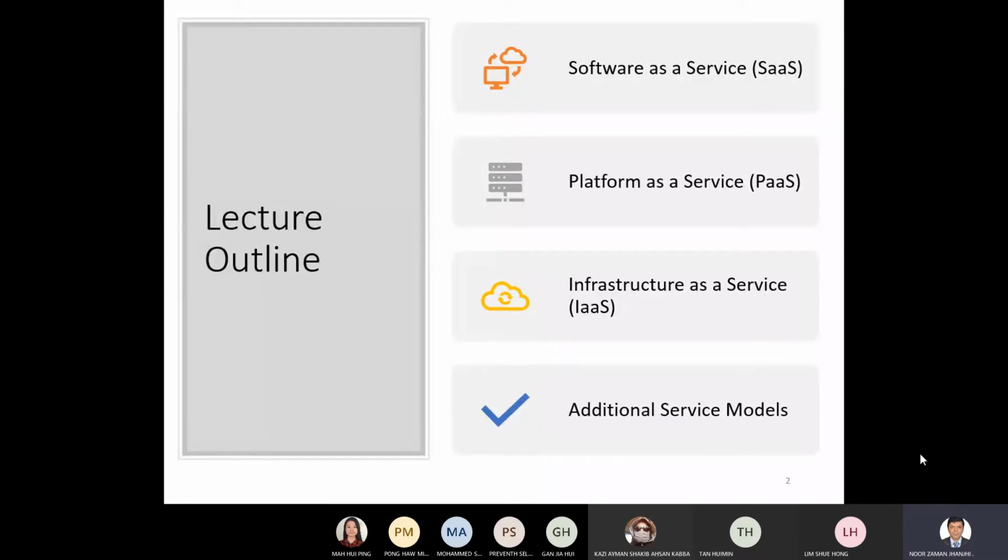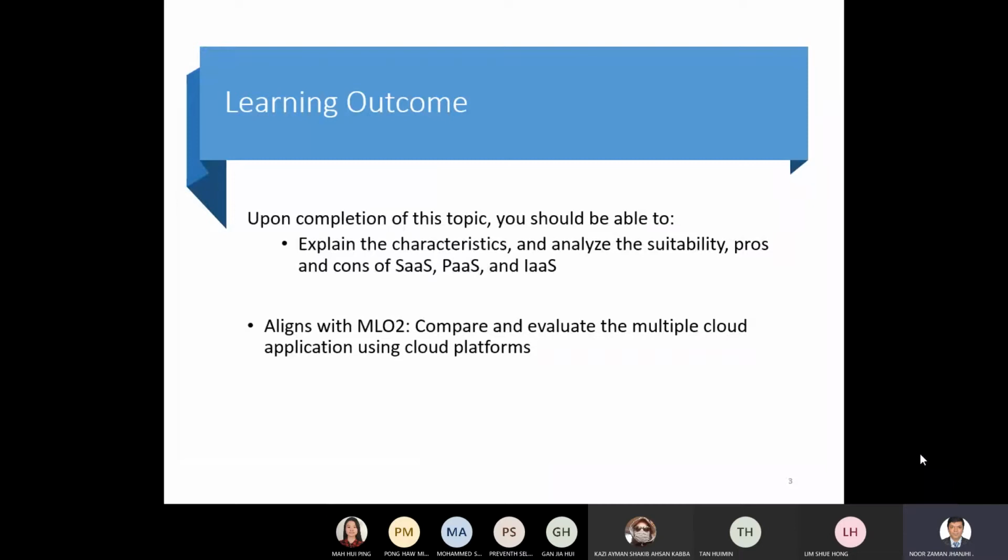So we'll discuss them, and also we'll be discussing the additional service models today. Learning outcomes: what you are going to cover, as we already discussed. On completion of this topic, you will be able to explain the characteristics and analyze the suitability, pros and cons of SaaS, PaaS, and IaaS.